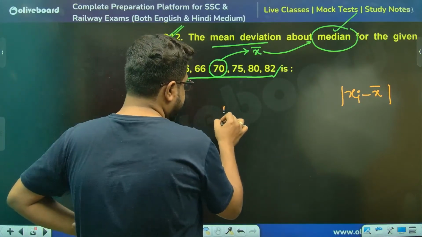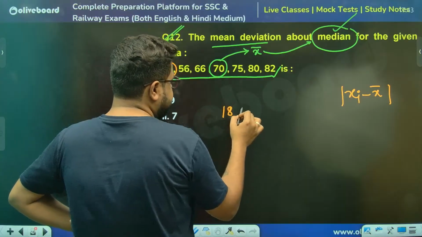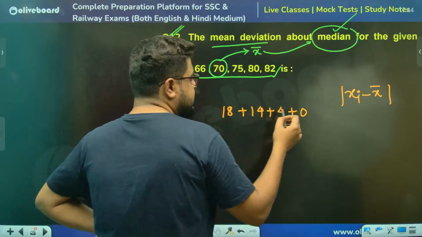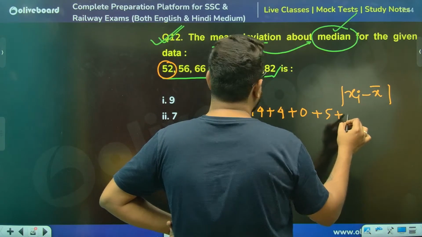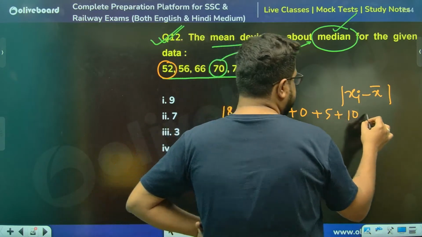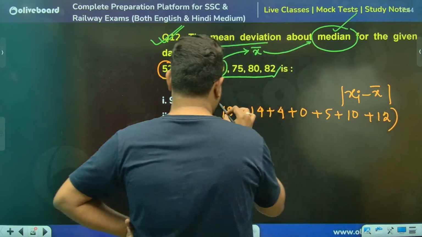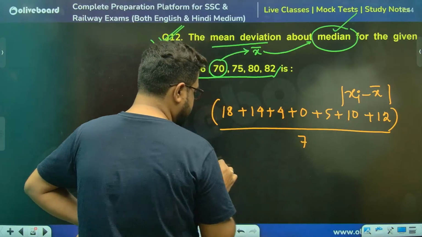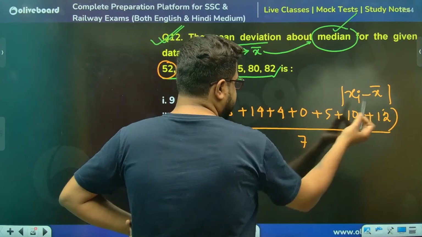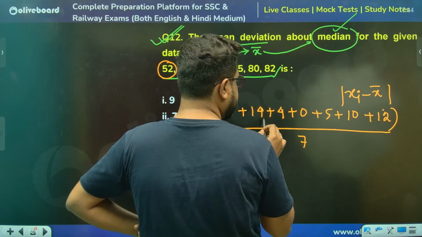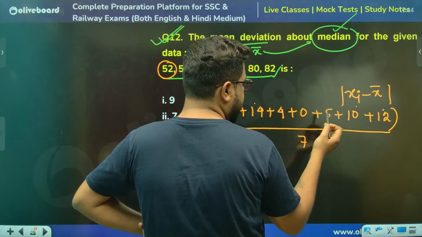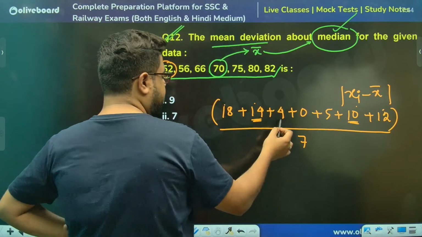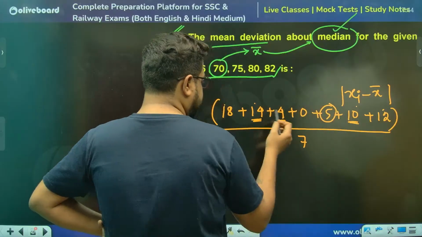So for 52, it is 18, sir. For 56, it is 14. For 66, it is 4. 70 itself is 0. For 75, it is 5. 80 is 10. 82 is 12, sir. Correct? So divided by how much? 7 values, so by 7, sir. 18 and 12 is 30. 30, 30, 14, 24. Let's make 30 into 40. 40, 54. 54, 58. 58 and this 63, sir.